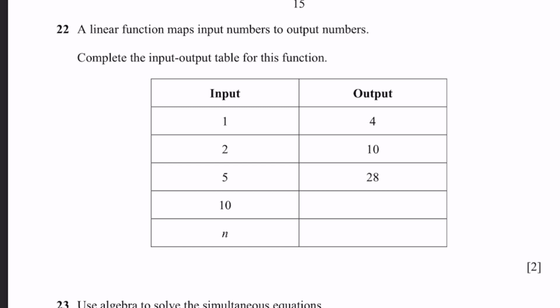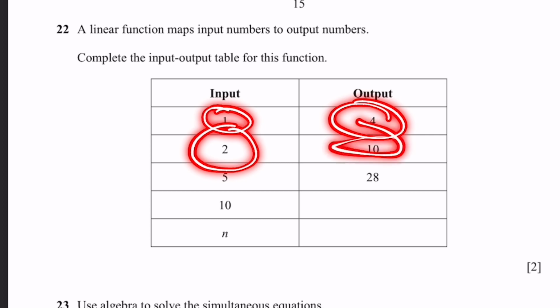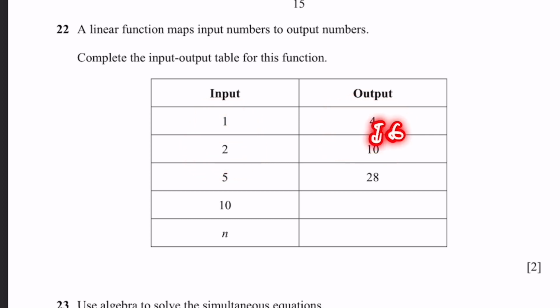Question 22. A linear function maps input to output numbers. Complete the input-output table for this function. 1 to 4, 2 to 10, 5 to 28. So this is pretty much a sequence. If the term number is 1, the number is 4. Term number 2, number 10. Difference is 6, so it has to be 6n. And 6n in this case is 6, so we minus 2 to get 4, so it is 6n minus 2.